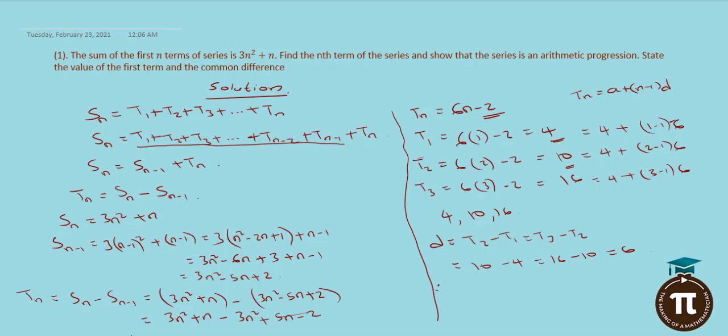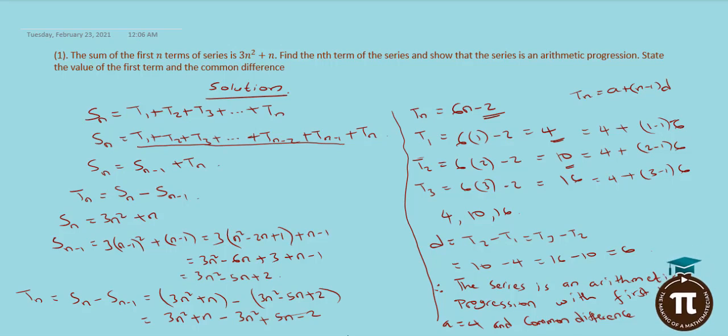It's therefore the series is an arithmetic progression, with first term, since you are told to find first term, with first term A equal to 4, we have already looked for that. A is 4 and the common difference D is equal to 6, and we are done with that question. Let's move to the next question.